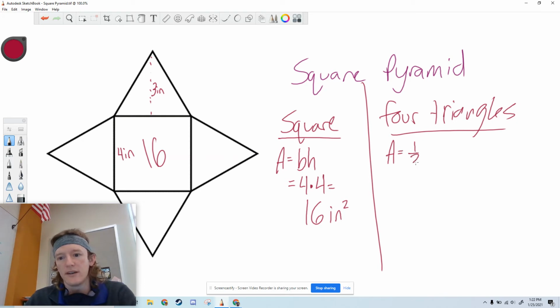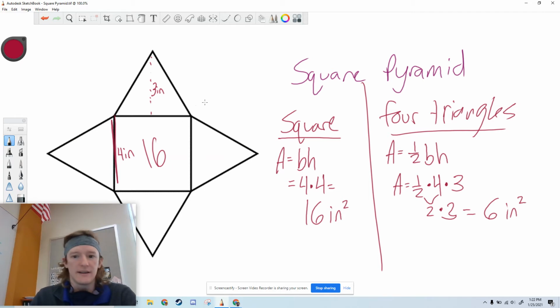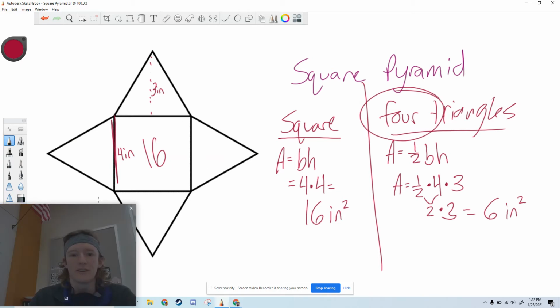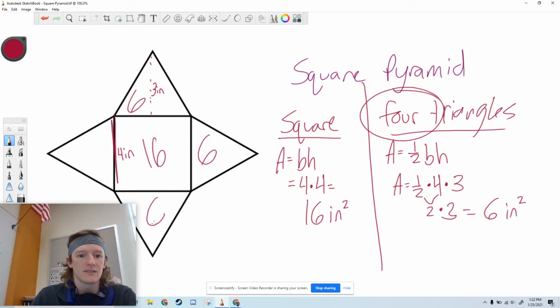Area equals 1/2 base times height. The triangle formula, we do cut that in half. So area equals 1/2. The base is listed here at 4. The height is 3. I know half of 4 is 2. So 2 times 3 is 6 inches squared. Now remember, we have 4 triangles. So this one's 6, 6, 6, 6. 6 times 4 is 24. So we're going to do 24.